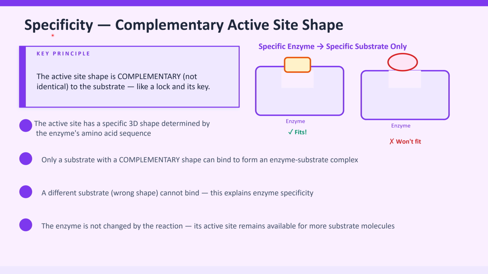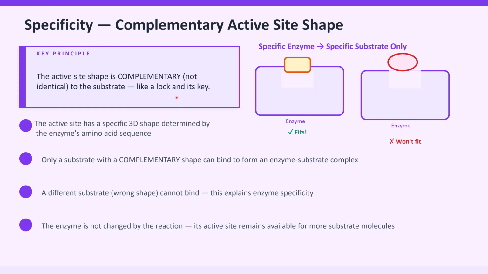Let's discuss specificity and complementary active site shape. The most important thing to remember is that the active site shape is complementary, not identical to the substrate, like a lock and its key. Note the word complementary, not identical. They fit together like two matching puzzle pieces.